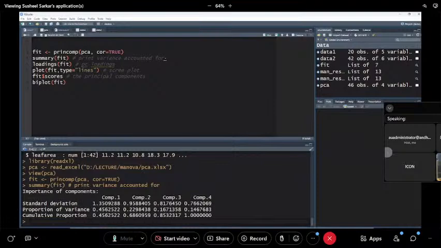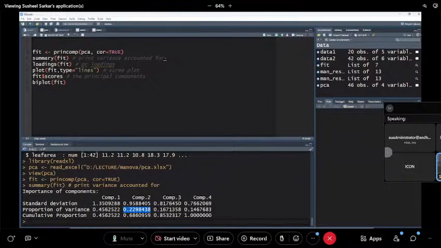Now, this line is of importance for us. Out of total variance, that is 1, this is explaining 45.62% of variation. This is component 1. Component 2 is explaining around 23% of variability.